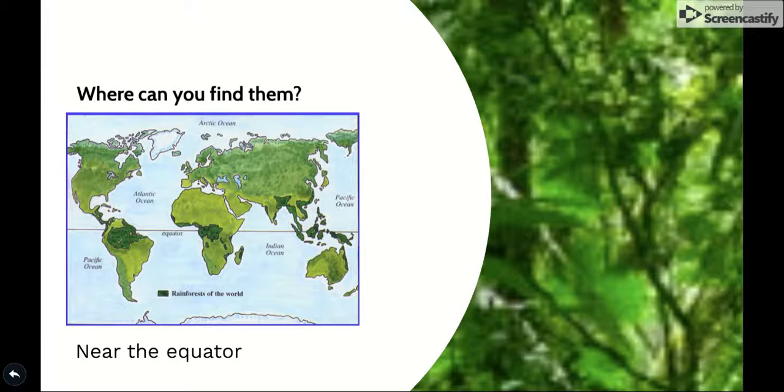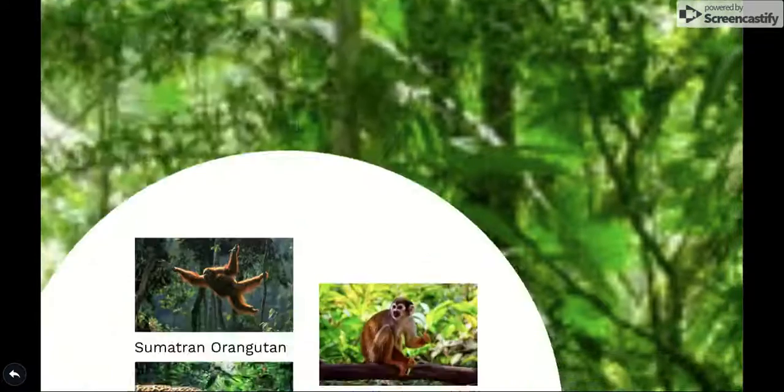Where can you find them? As shown in the image, tropical rainforests are primarily located near the equator. They are located within 15 to 25 degrees north and south of the equator. This is the reason for the hot climate. Although tropical rainforests only cover around 6% of the Earth, they house over half the plants and animals in the world. They also produce 40% of Earth's oxygen.